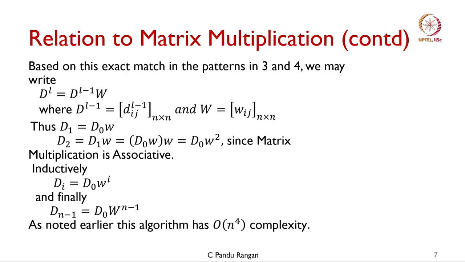So you can see that instead of starting from D0, applying one matrix multiplication to get D1, applying another matrix multiplication to get D2, if you go like this, each matrix multiplication is an n cube operation, and this is going to take n to the power 4.